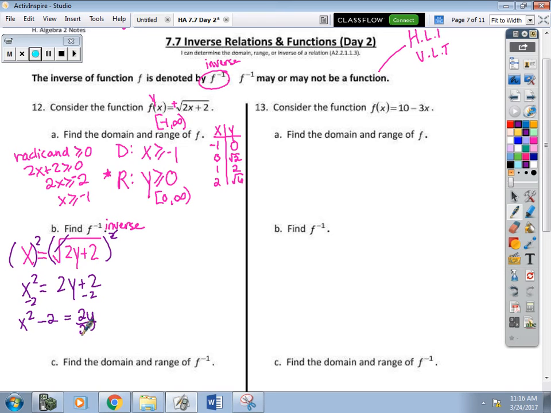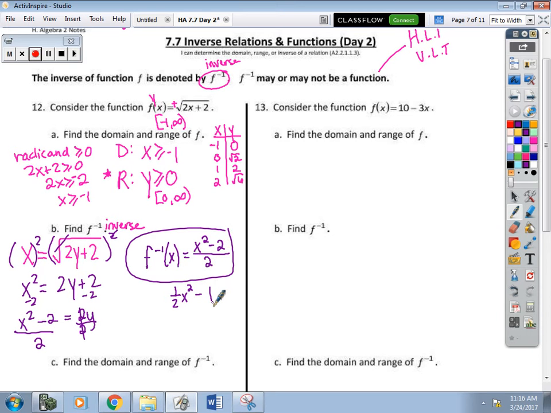And then we would divide by 2. Now, since they did ask us to find the inverse, f negative 1, your final answer, I would like you to put that back in there. So we have x squared minus 2 all over 2, which is a perfectly acceptable answer. However, another possibility would be to split this into 2 fractions, which would be 1/2 x squared minus 2 divided by 2 is 1. So if you prefer to simplify that way, you can.